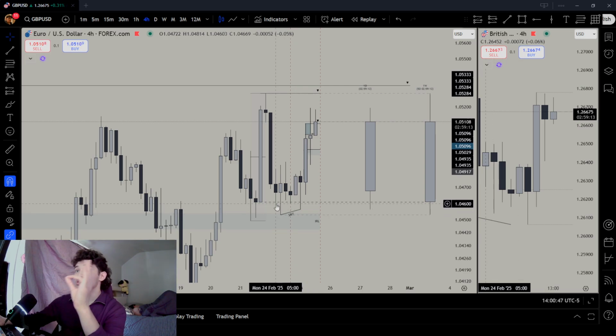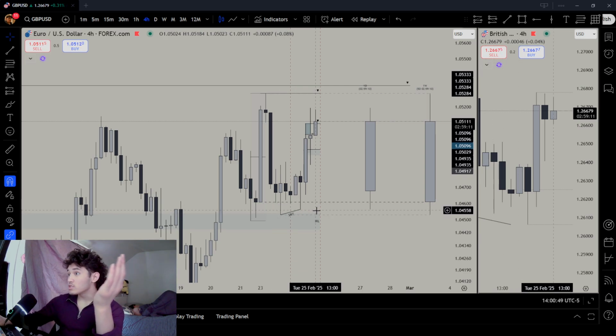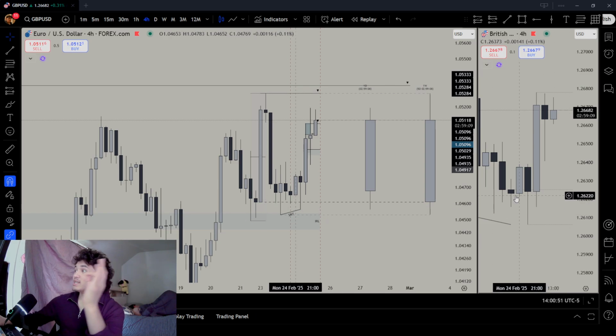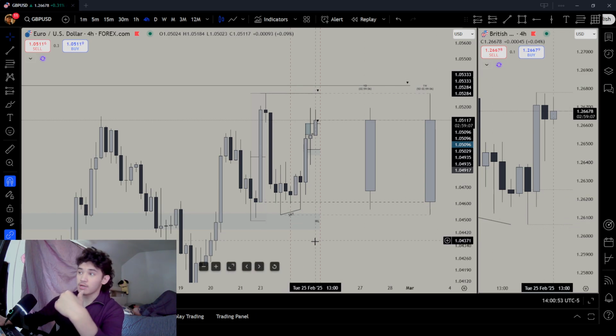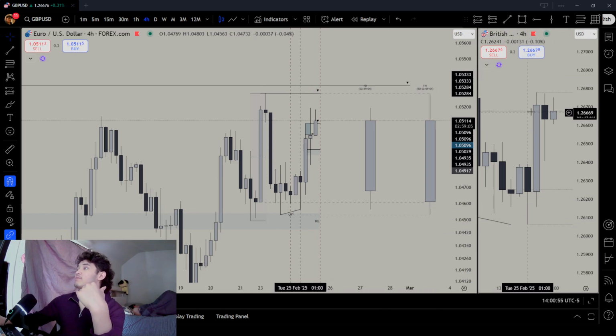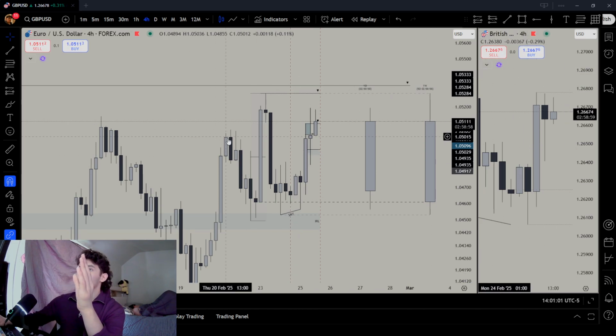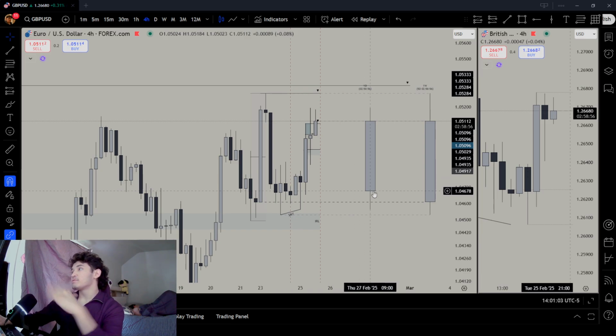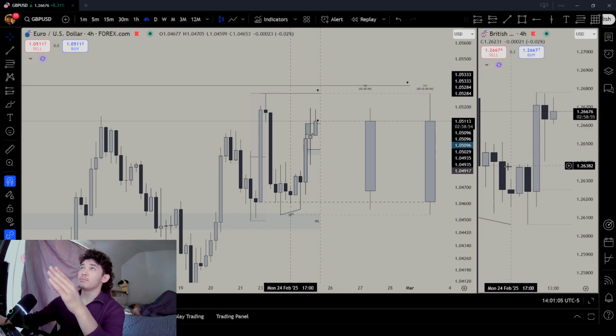If you just look at EU, you wouldn't know there's an SMT divergence. You wouldn't know because you would need another pair. That's why it's so important, right? That's why you guys see me have a GU chart right over here and a DXY chart. You can see why I have EU covering most of the screen instead of GU, because I use GU as an SMT divergence confluence.